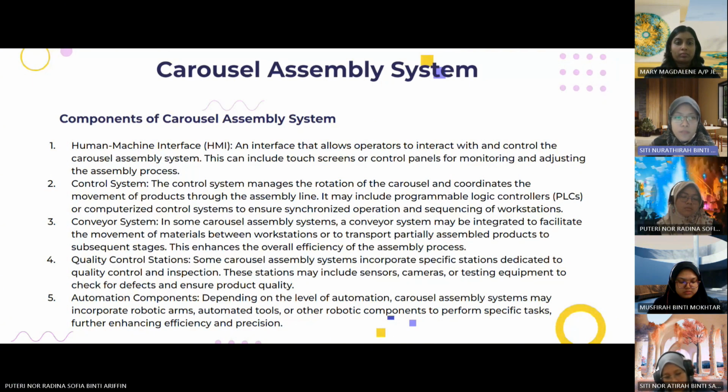For the fifth is automation components. Depending on the level of automation, carousel assembly systems may incorporate robotic arms, automated tools, or other robotic components to perform specific tasks, further enhancing the efficiency and precision.